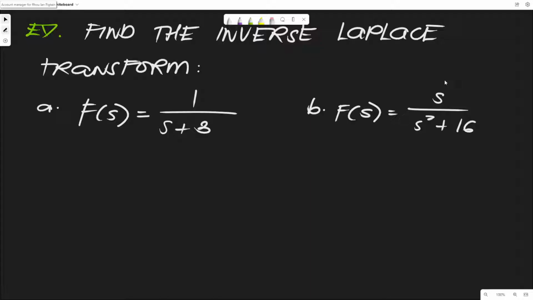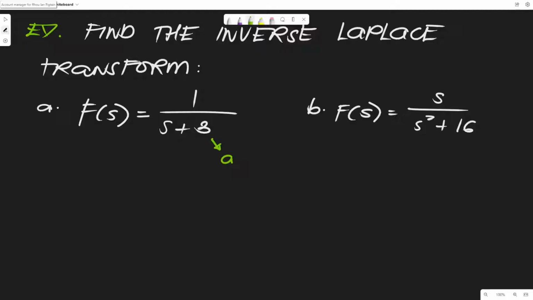For example, tinatanong dito, find the inverse Laplace transform of the two functions. Start muna tayo kay a. F of s is equal to 1 over s plus 3. Paano ba natin to simulan? You need to be aware of the formulas, yung mga formats natin doon sa table. Meron tayong 1 over s plus a constant, let's say this is a.